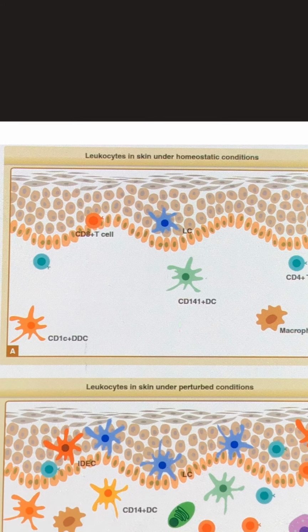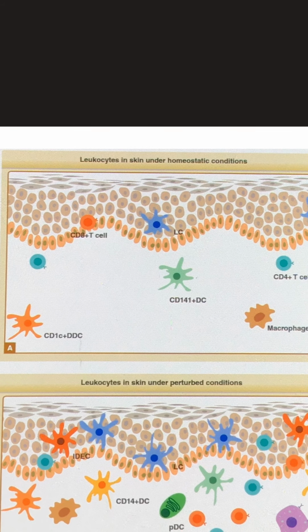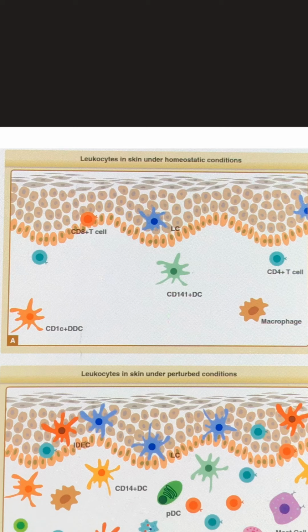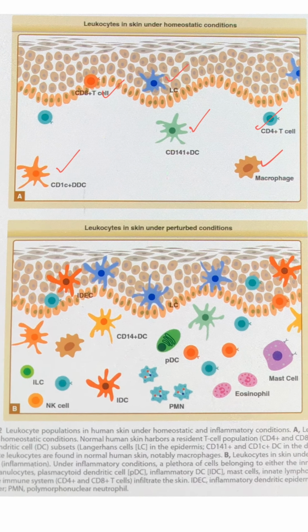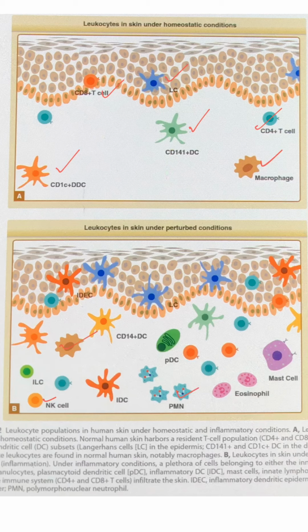So this is the skin under normal condition. Under normal condition, the skin contains the native CD4 and CD8 plus T cells, and the dendritic cell subsets like Langerhans cells, CD1C plus dendritic cells and CD141 plus dendritic cells. And innate leukocytes like macrophages are very few in the normal skin. Whereas in conditions like inflammation, there are a large number of infiltrating cells in the dermis like eosinophils, mast cells, neutrophils, NK cells, macrophages, etc.